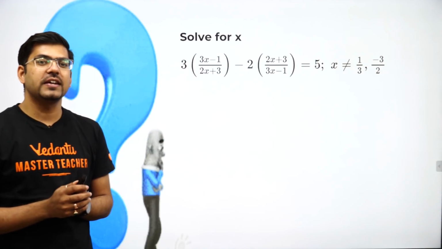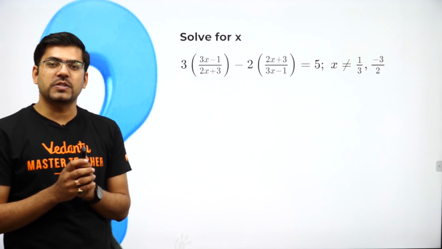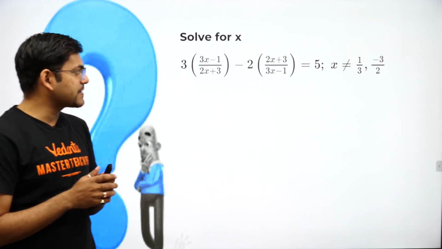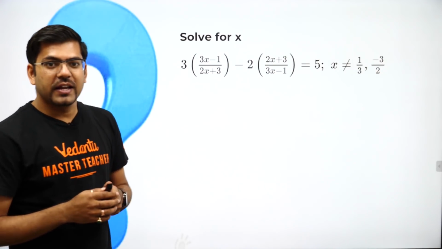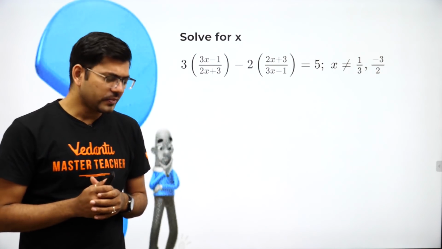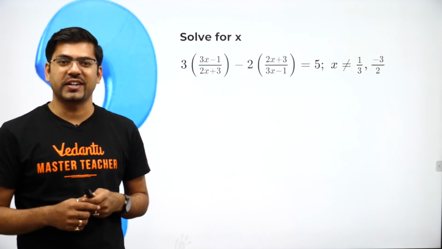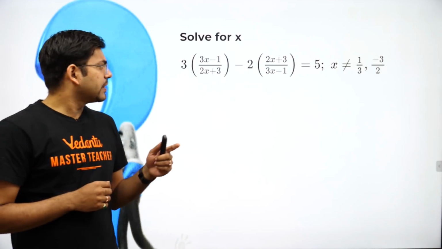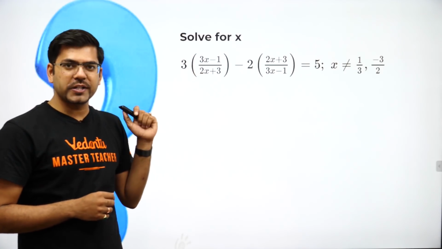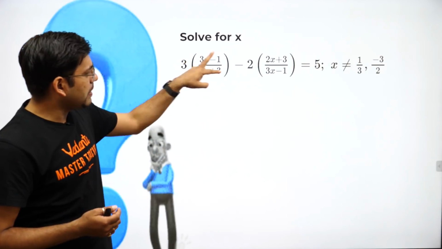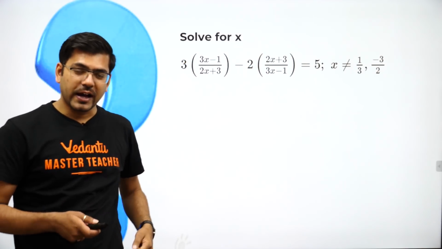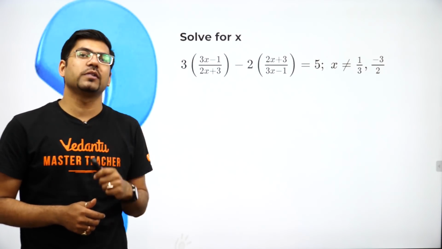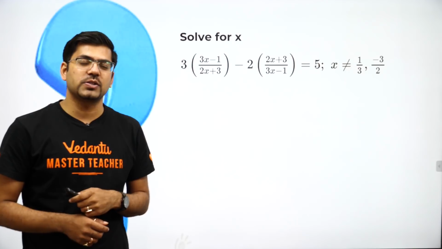Today's first question is 3 times (3x minus 1) divided by (2x plus 3), minus 2 times (2x plus 3) divided by (3x minus 1), is equal to 5. Now let's see how to solve this question. Please pay attention to one thing: here we have 3x minus 1 divided by 2x plus 3, and here the same thing has been written, but as a reciprocal. Are you able to recognize it? If you are, then you can solve this question very easily. I'll tell you how you can solve it.